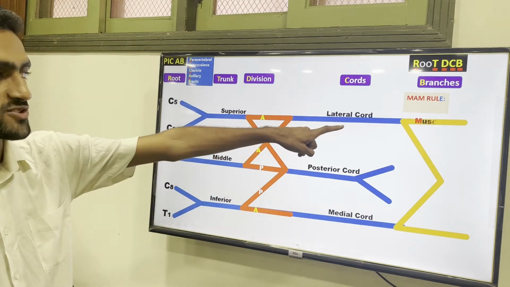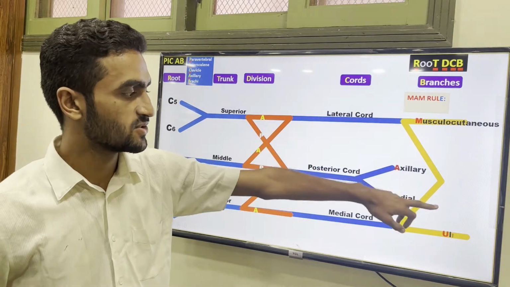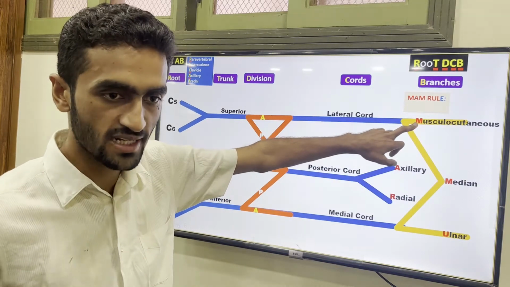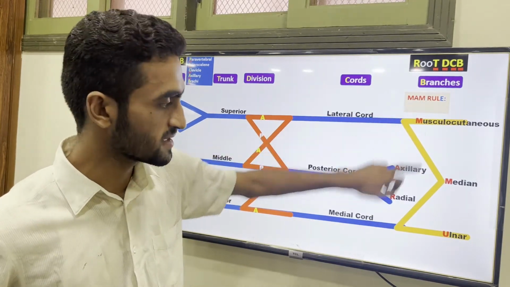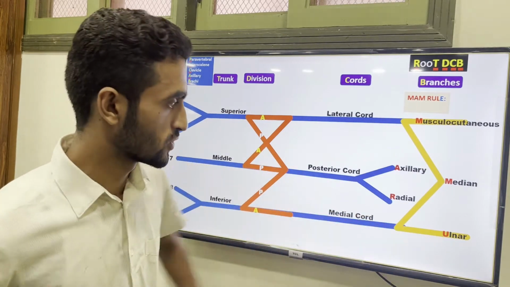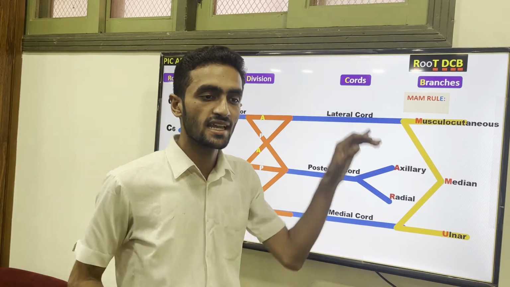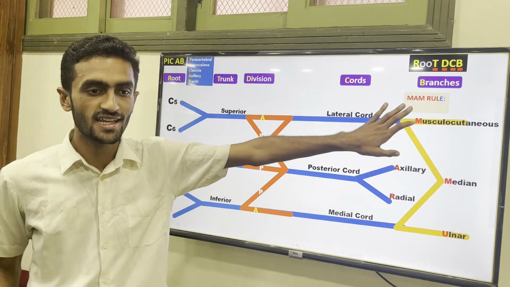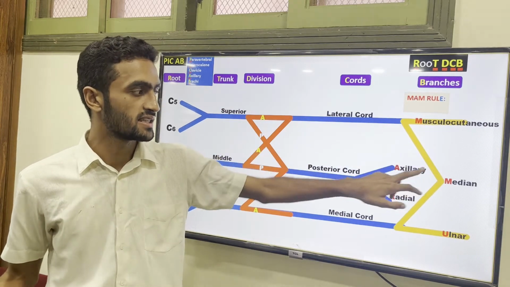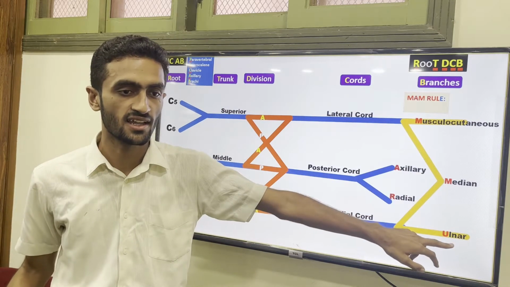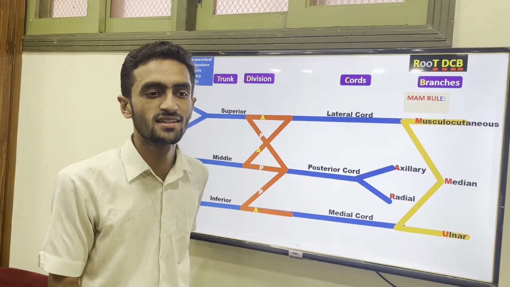So MAM rule: M represents musculocutaneous, A represents axillary, and M represents median, R represents radial, U represents ulnar. This answers another question: name the major branches in lateral to medial direction. So this rule is lateral to medial. Musculocutaneous is most lateral, then the axillary, then the median, then the radial, then the ulnar. Just follow this. This is lateral to medial. Okay, now the other segment is the root value.